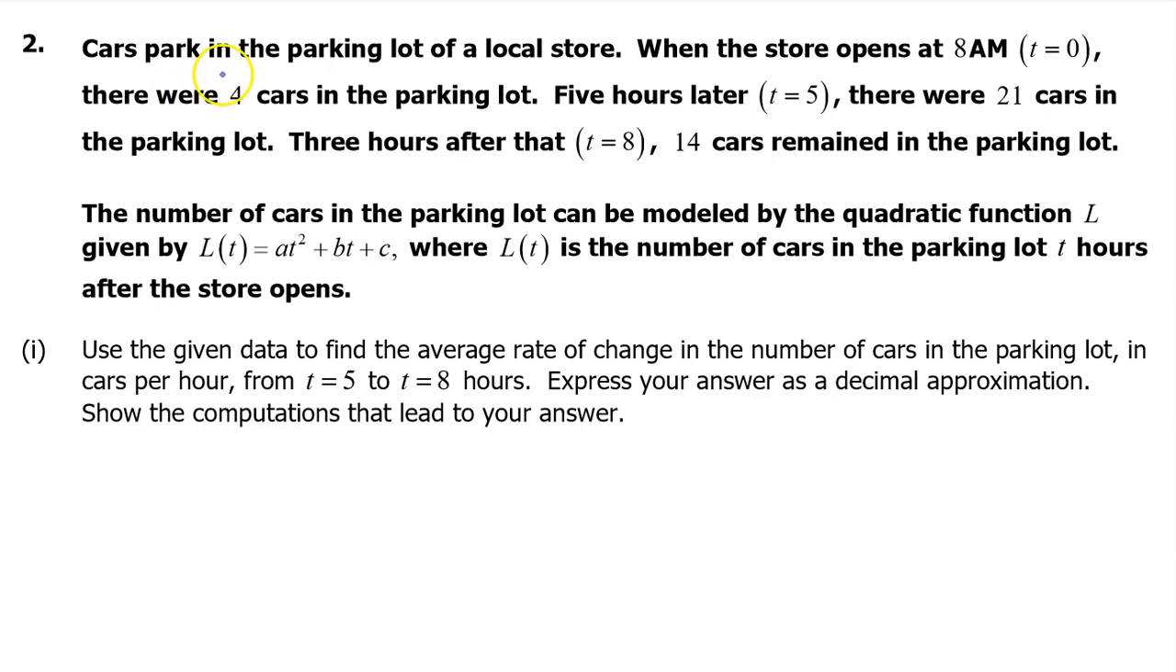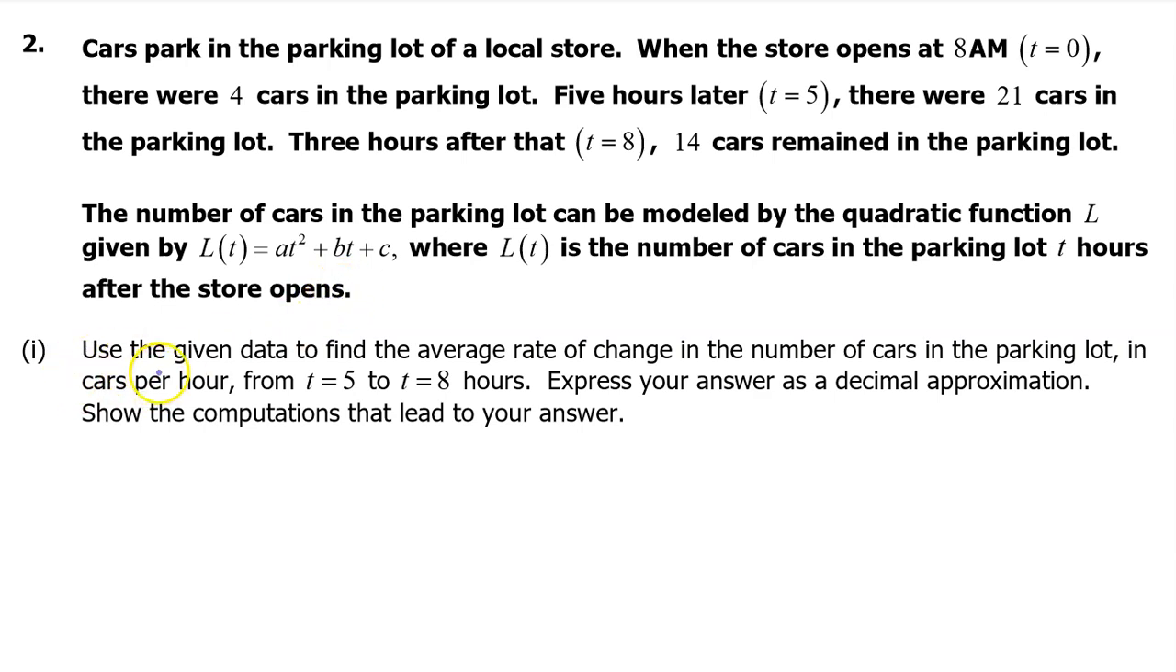Number 2. Cars park in the parking lot of a local store. When the store opens at 8 a.m., t equals 0, there were 4 cars in the parking lot. 5 hours later, t equals 5, there were 21 cars in the parking lot. 3 hours after that, t equals 8, 14 cars remained in the parking lot. The number of cars in the parking lot can be modeled by the quadratic function L, given by L of t equals at squared plus bt plus c, where L of t is the number of cars in the parking lot t hours after the store opens.